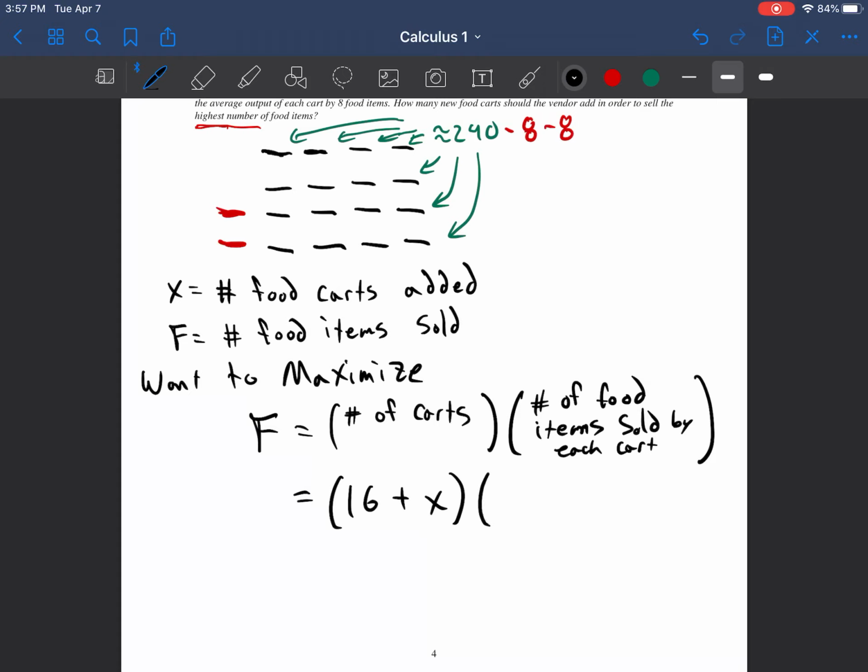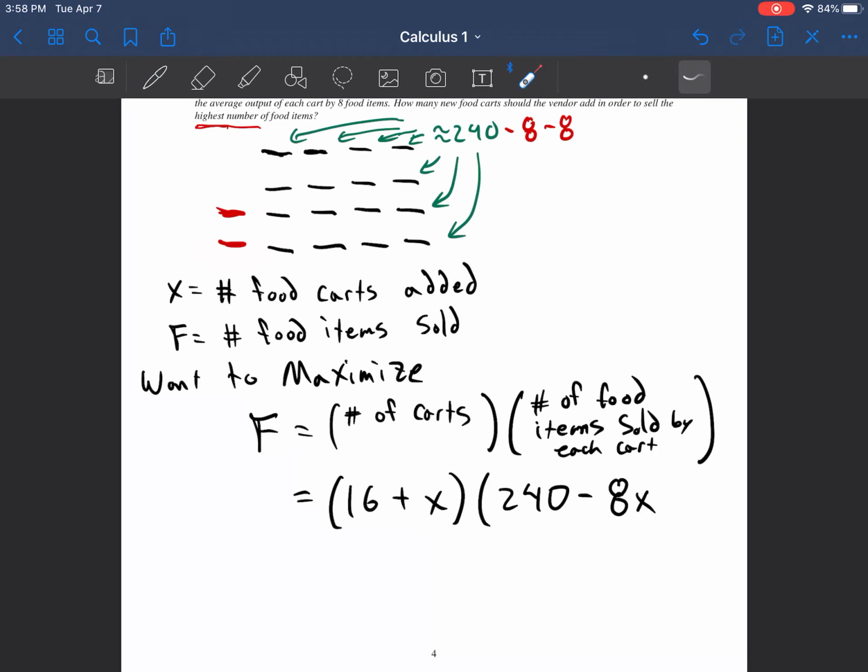Then we need the number of food items sold by each cart. That's going to be the original amount, so originally it was 240, but we're actually losing 8 food items on average for every cart that we add, right? So we're losing 8 items for every cart that we add, which means we're multiplying this by x.